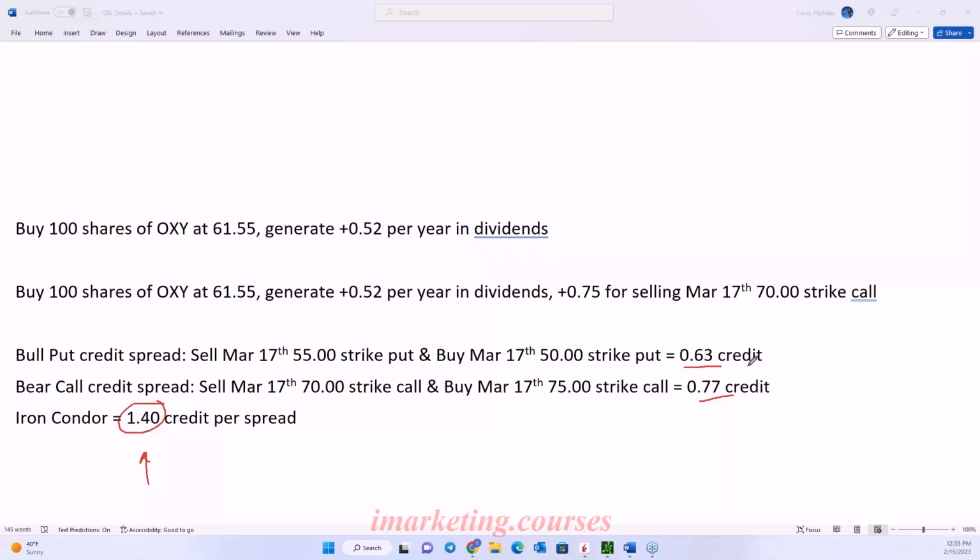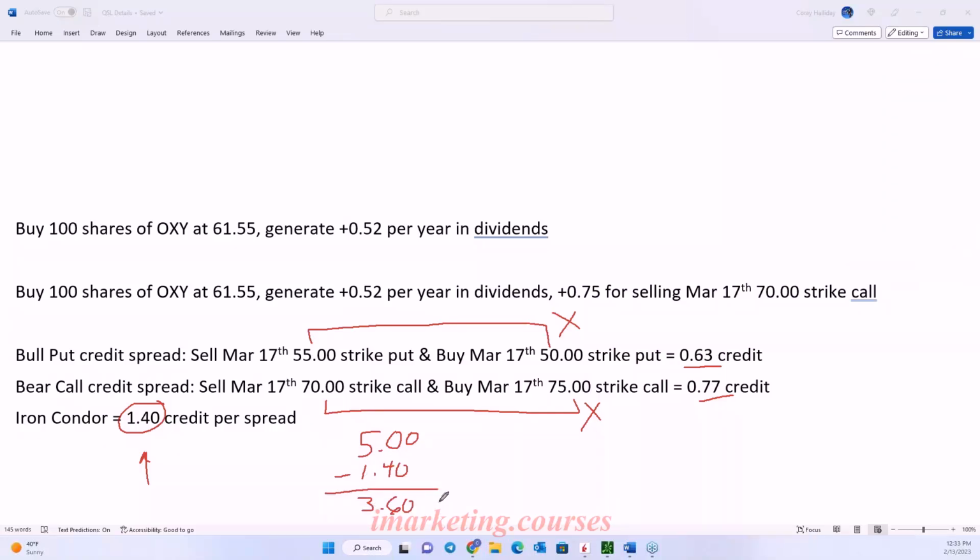But if you look at the breakdown here, we had a $5 spread on this side, and we have a $5 spread on this side. So basically we have a trade that has $5 of risk, but remember, it can't be both places at once. It can't be below 75 and also above 75 at expiration. So you only take one side of the risk. Our risk is $5 minus the 140 credit, so our risk is 360. That's the most we can lose. Our reward in this case is 140.